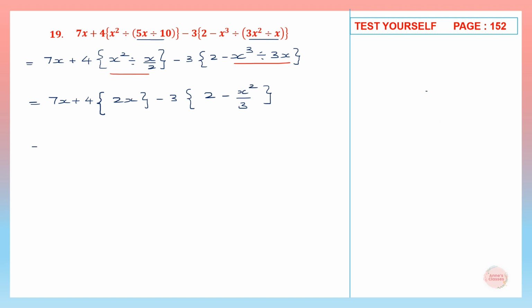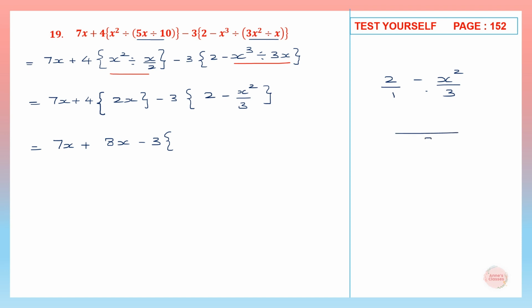So now let's open the brackets. So this is going to be 7x plus, now we multiply 4 into 2x. 4 2s are 8, that will be 8x, plus 8x minus 3. Now here we continue with brackets. Now here you can see 2 minus x square by 3. Let's work that out here. 2 minus x square by 3. So give this the denominator 1.